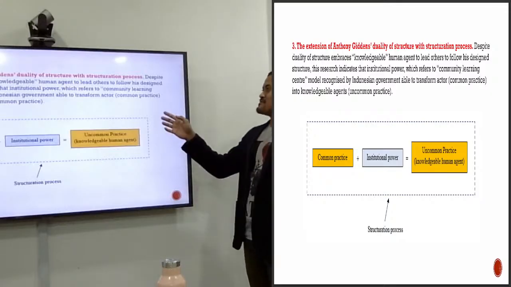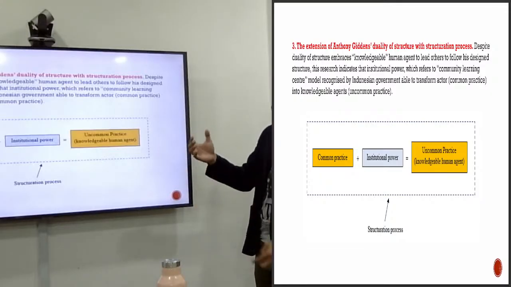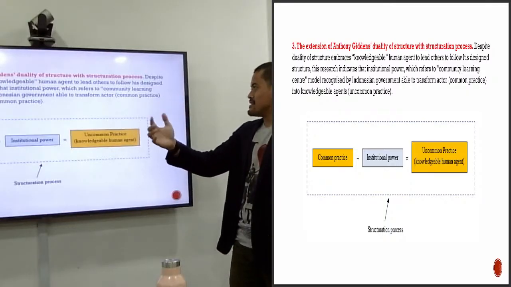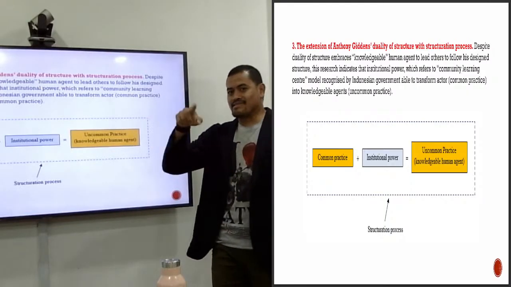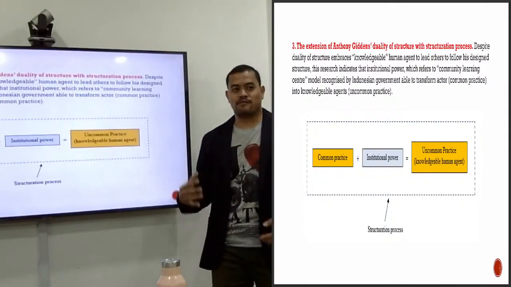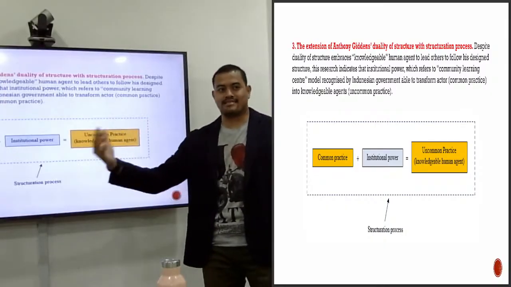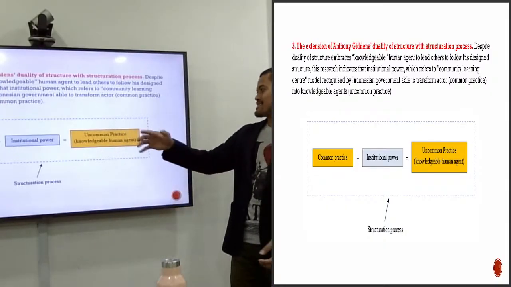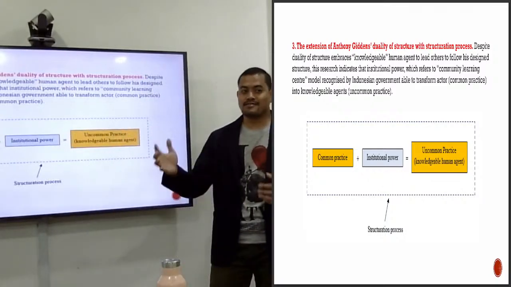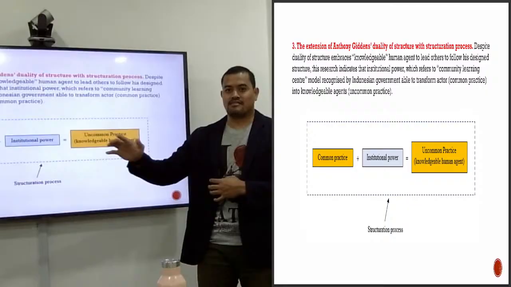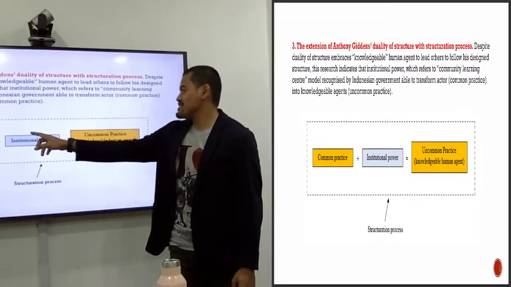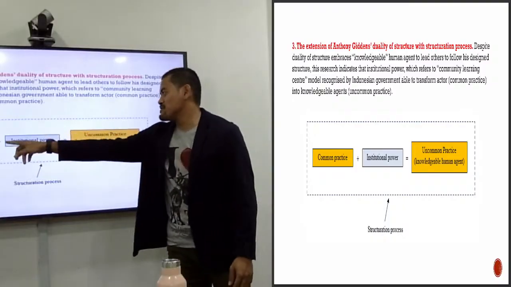I'm not talking about the existing entity given to what you started, but I'm talking about how the actions can appear, how these agents can exist before the structure exists. So they were actually actors. Actors practice common practices. This is not a structure. They just practice as migrant workers. But I add some kind of institutional power.